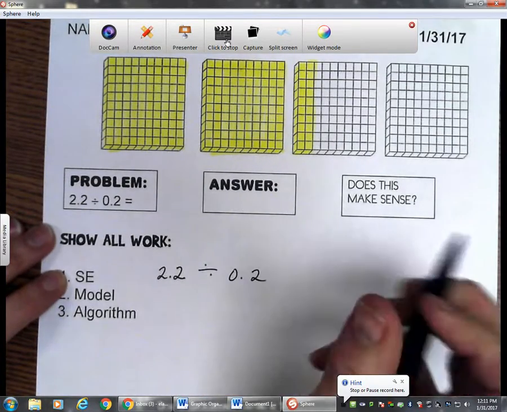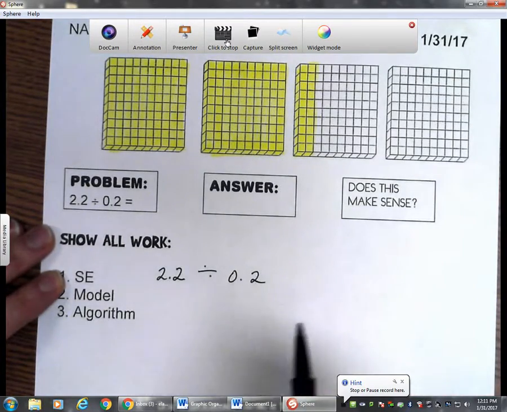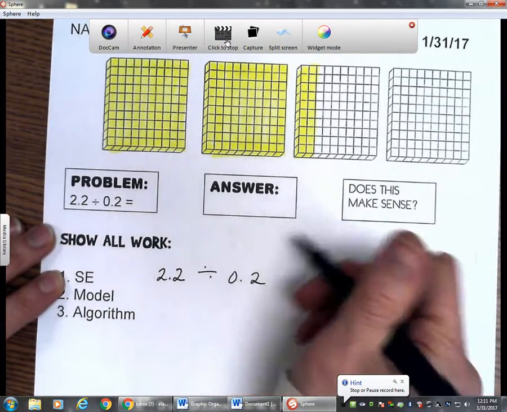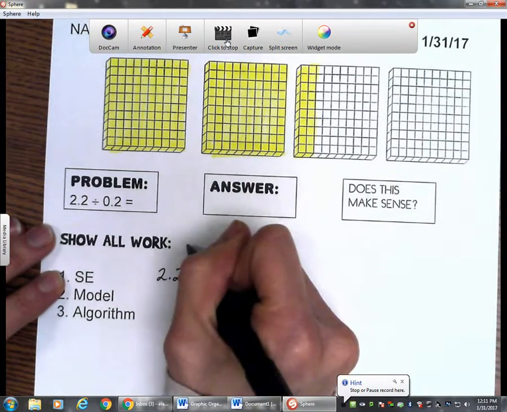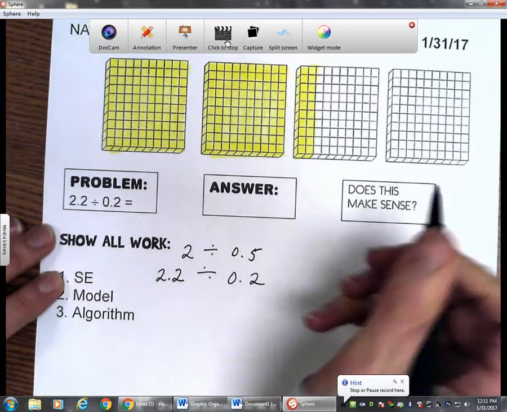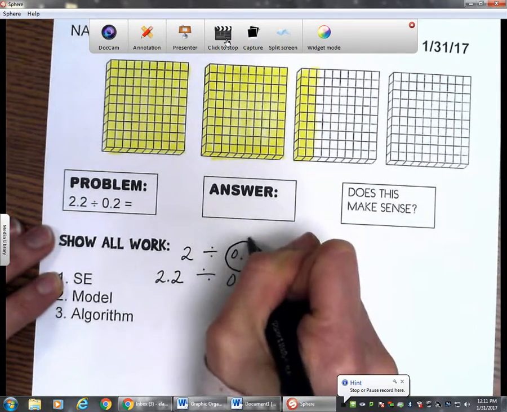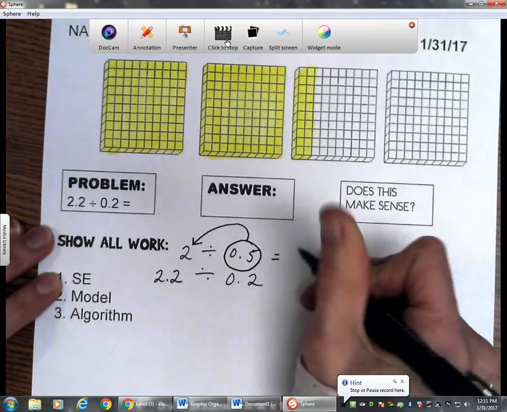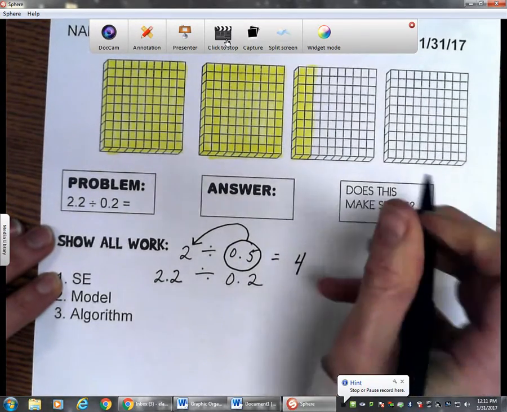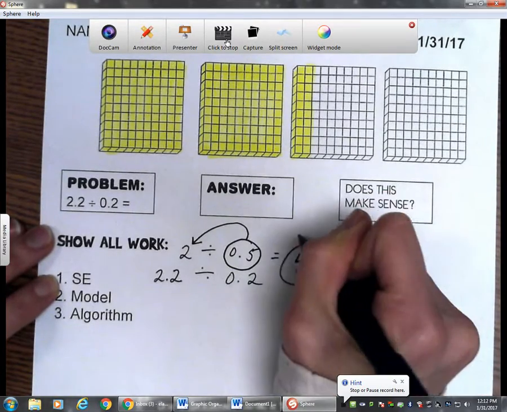So for a smart estimate, just go ahead and make it easy on yourself. There's not one right answer. It can be something like, how about 2 divided by a half? Really what you're saying is, how many halves fit into 2? And so my answer would be 4. So I know that my estimate's about 4. Keep that in mind in the end, that my estimate is about 4.